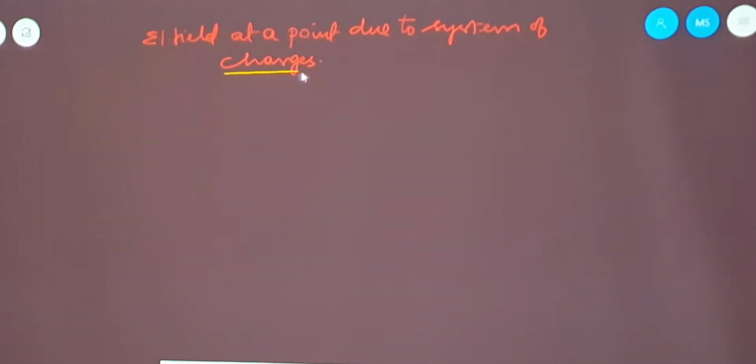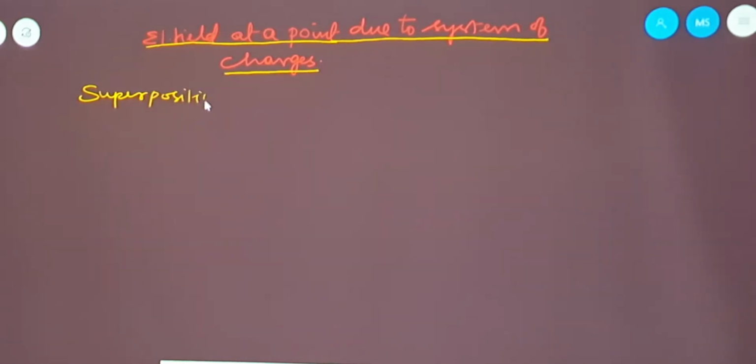For the electrical field at a point due to multiple charges or due to system of charges. While you are studying the forces also, we have calculated total force or electrical force at a point due to multiple charges or due to system of charges. What we are generally calling it out as superposition principle. Here also we are going to use superposition principle to get the net or the total electrical field at a point due to the point charges.